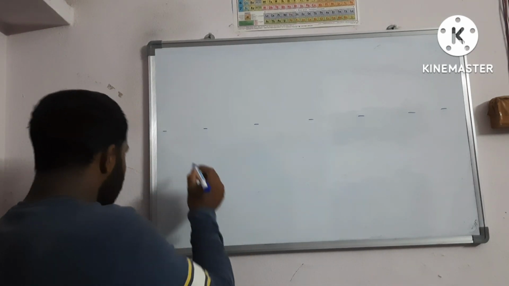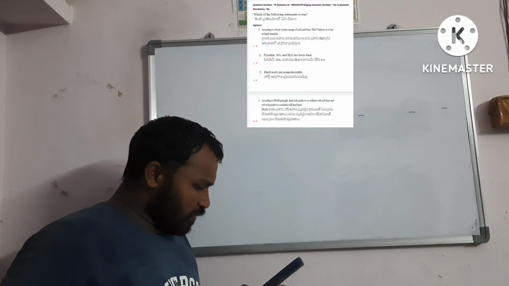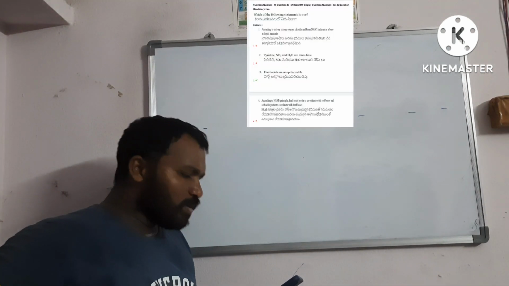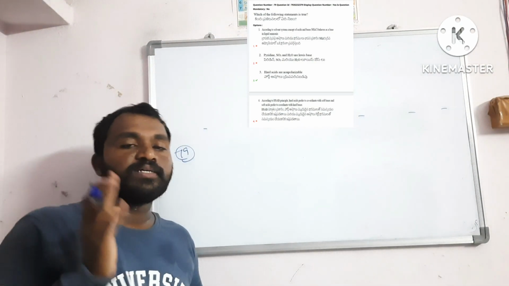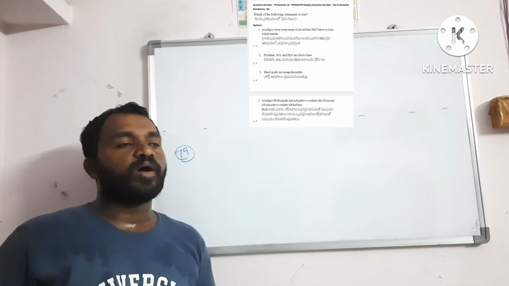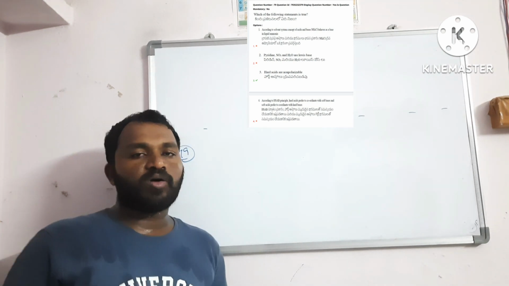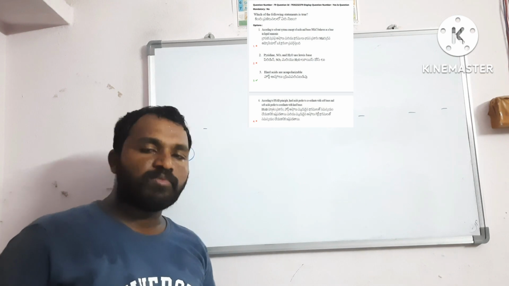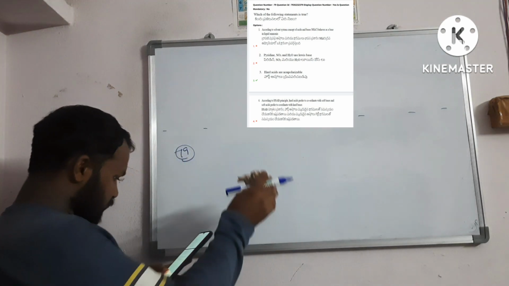Question number 79. Which of the following statements is true? The direct option: hard acids are non-polarizable. You should read some basic points on the properties of hard acids, hard bases, soft acids and soft bases. According to the Pearson concept, hard acid with hard base and soft acid with soft base form more stable complexes and compounds. Next, question number 80.